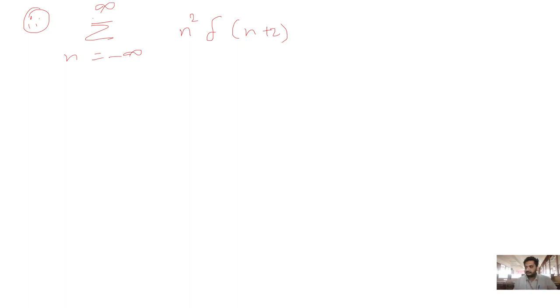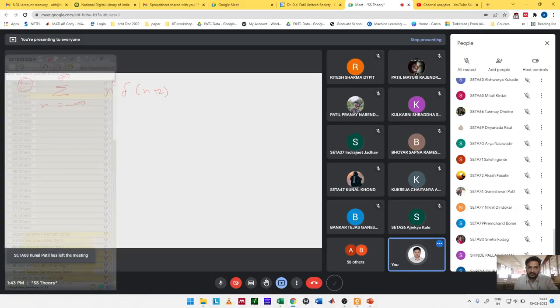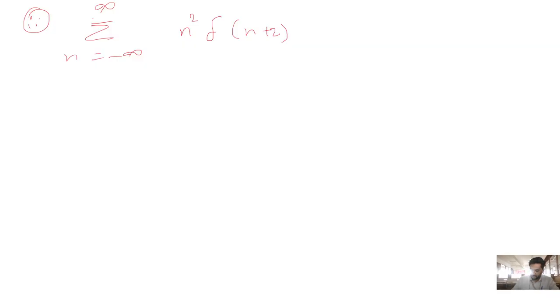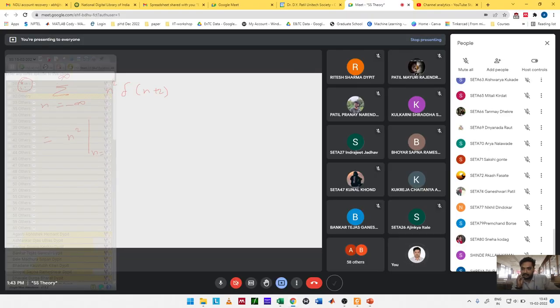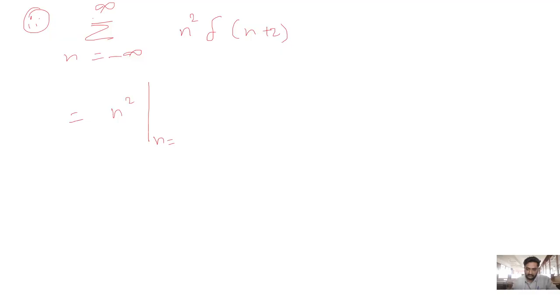Okay. Can anyone help me how I can write this? This is equal to n² at n equal to what? Minus 2. Minus 2. Sure? n is equal to minus 2. Right? And therefore it is going to be (−2) raised to 2, and therefore it is going to be equal to 4. I hope I am clear.